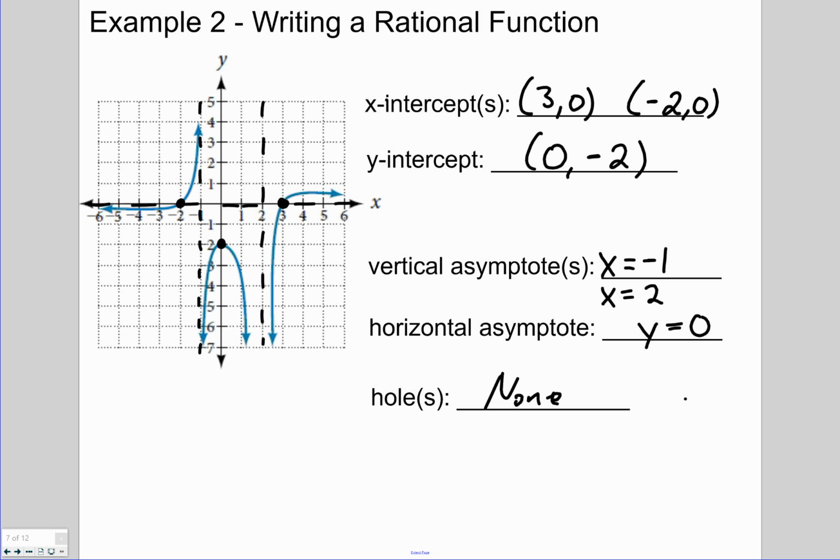Now, holes, none. No holes. Do you see any holes? It'd be like you have an open circle. I don't see any. I mean, I do. It's right there, but that's because I drew it.